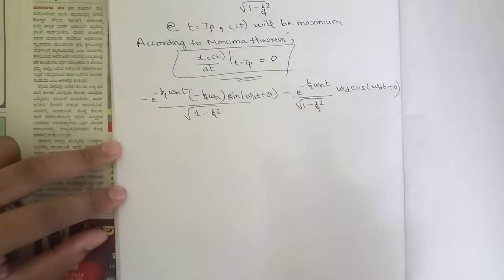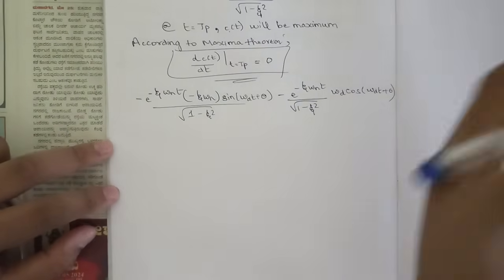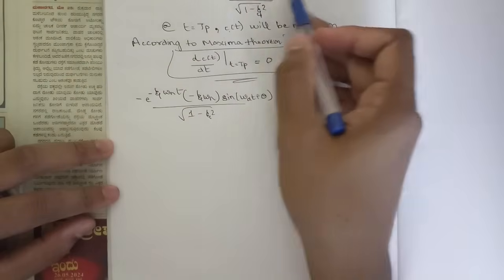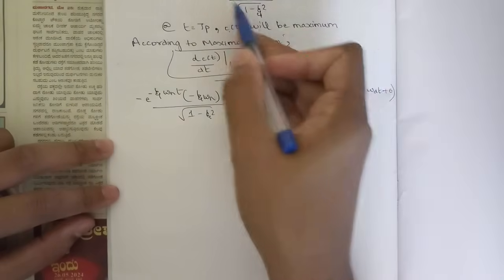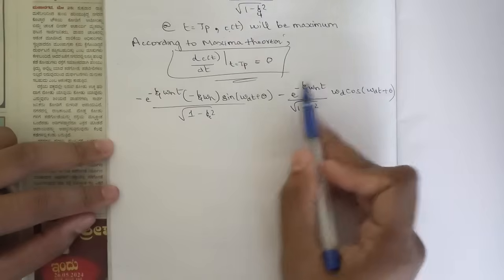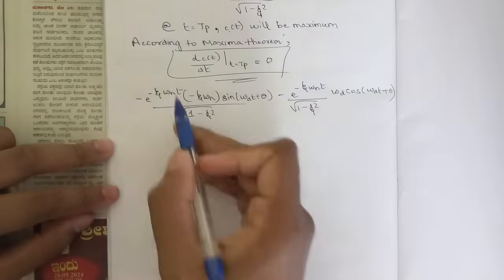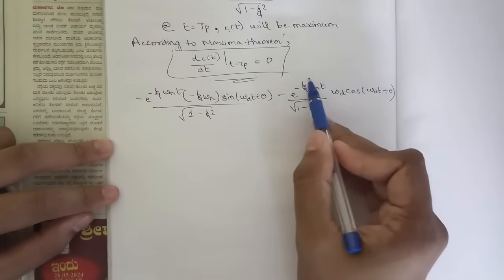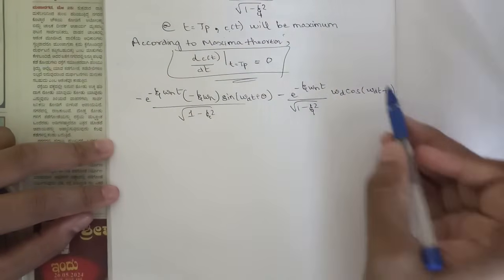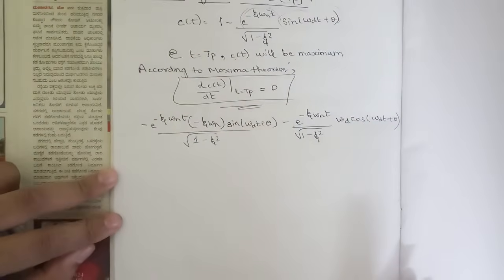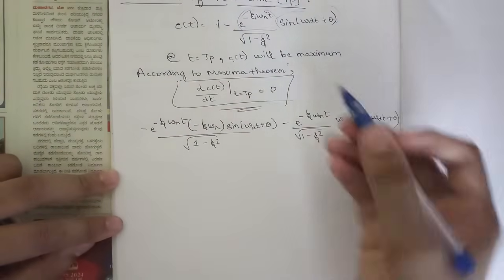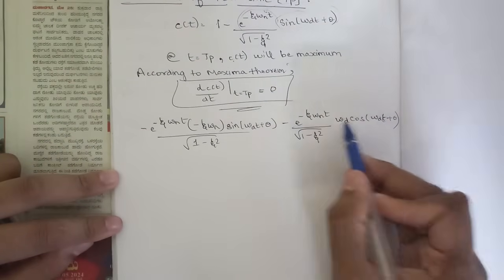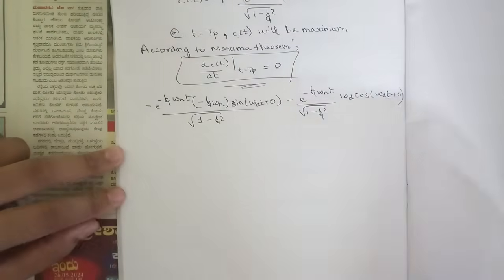plus theta. So in this case I have applied the UV rule for this term, that is the differentiation of the first term into the second term, minus the first term into the differentiation of the second term, that is sine of omega d t plus theta. The differentiation of sine is cos of omega d t plus theta, and the coefficient of t, that is omega d, I have written first.